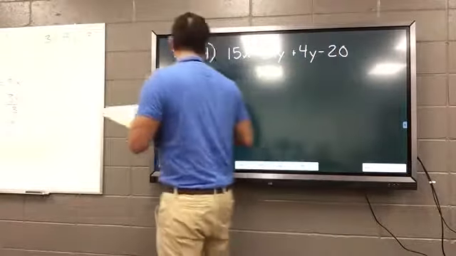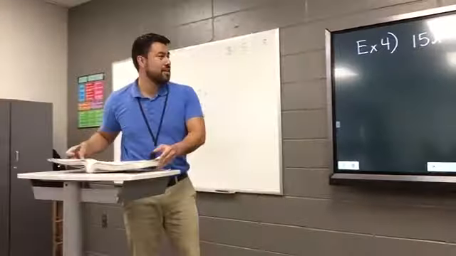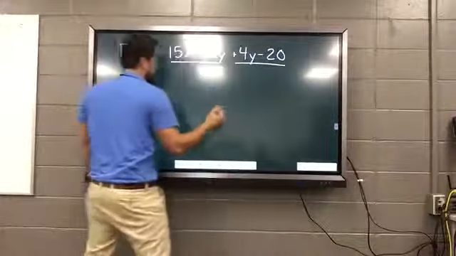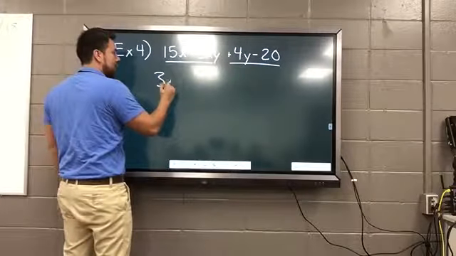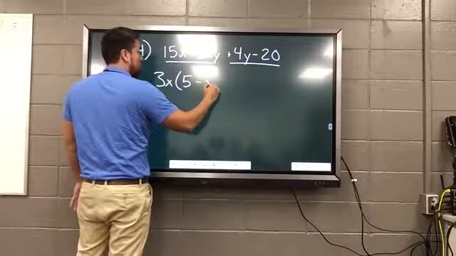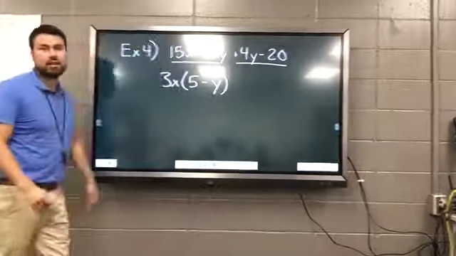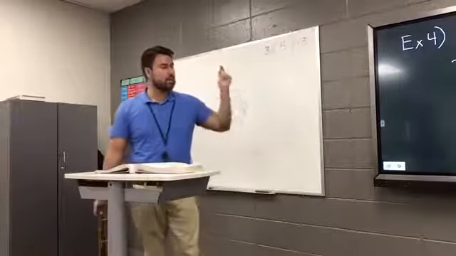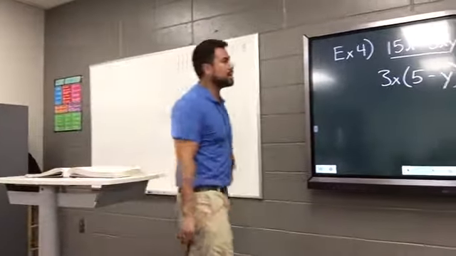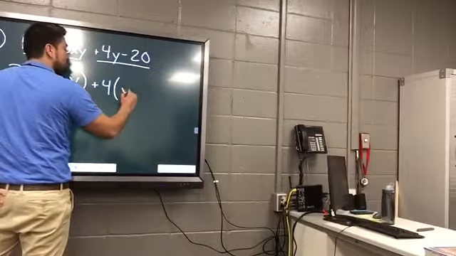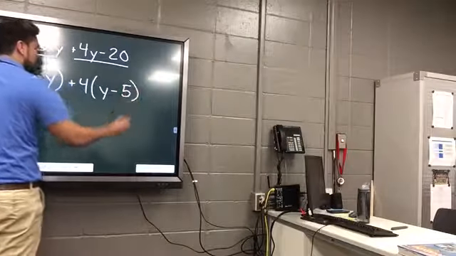All right, 4 terms. I can factor by grouping. In fact, just the way they are, I can factor them. So I'm going to go these 2 and those 2. Here I'm left with 3x times 5 minus y. Do you see how I got that? I factored out the 3x. I'm left with 5 minus y. Second 2, I factor a 4 out. I'm left with y minus 5.